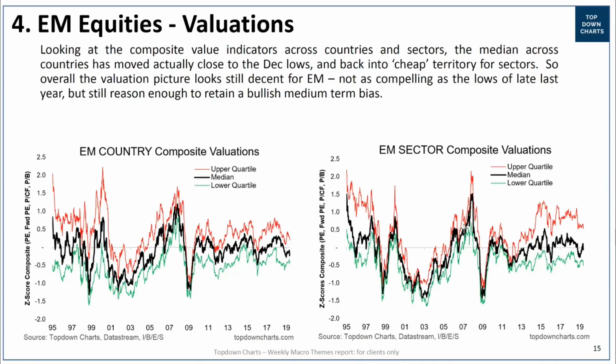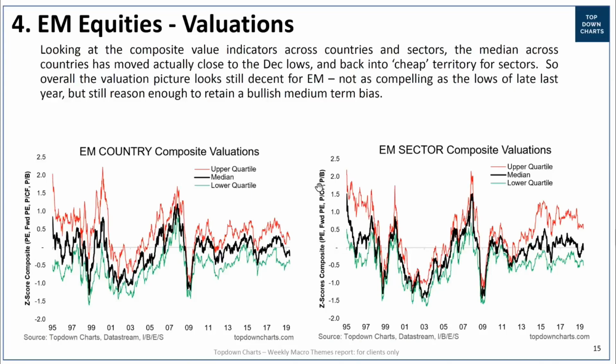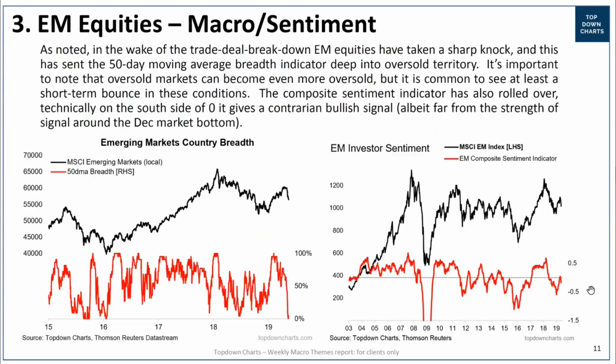And the other one I'll show you is these two. These are just providing a different view on valuations. You can see the black line is the median composite valuation indicator across countries, and that's gone back to quite cheap levels. On the sector view, it's back to the cheap side as well. I did look at the countries here, but we won't go into detail there. The point is that the valuation picture has improved, and when valuation and sentiment improve, that tends to do a lot of heavy lifting for the bullish case.